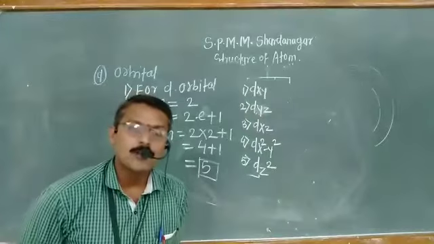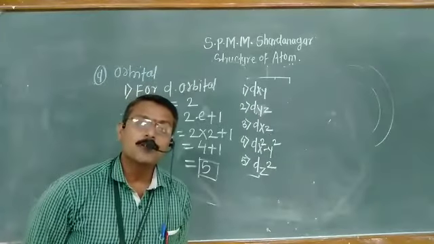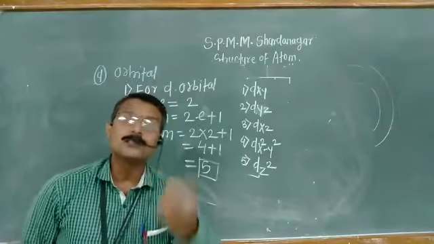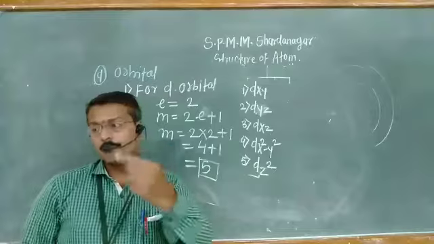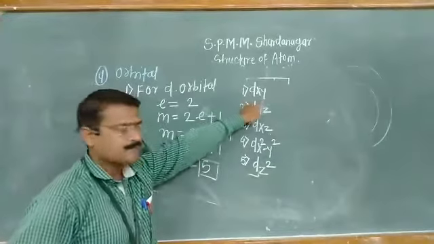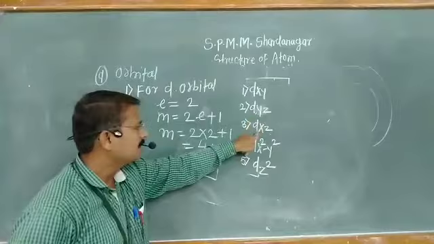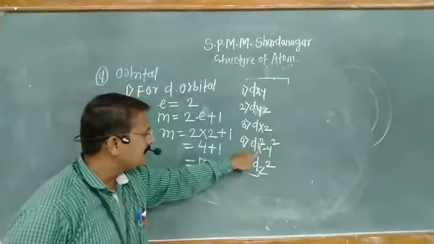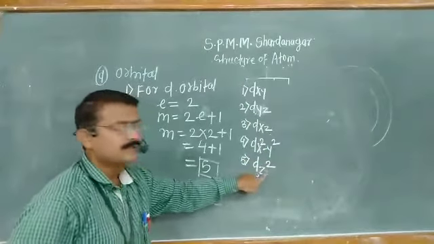What is the shape of the d orbital? The shape of the d orbital is a double dumbbell shape. Remember that. Okay: dxy, dyz, dxz, dx square y square, dz square.